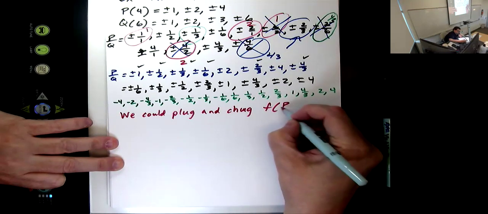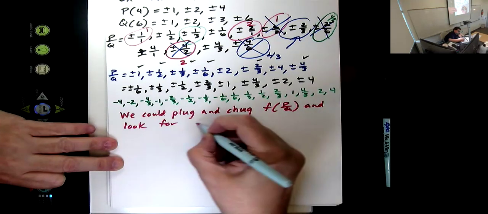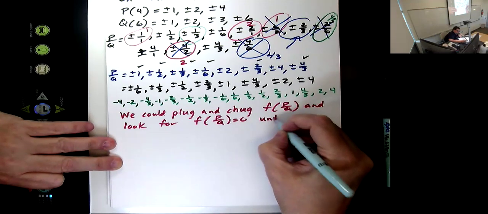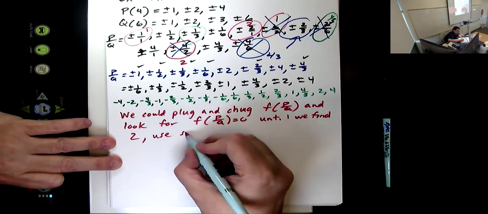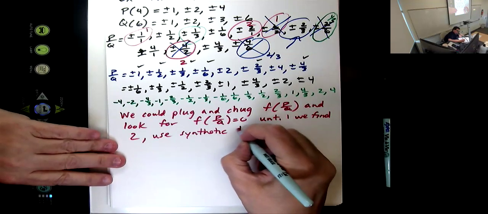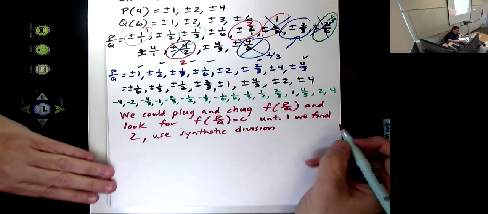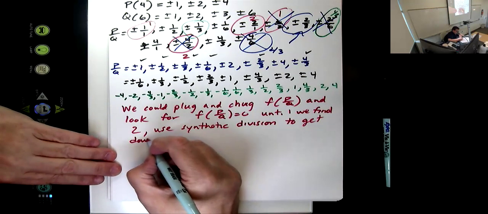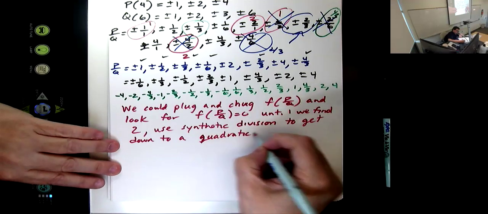F of P over Q, and look for f of p over q equals 0, until we find 2. Use synthetic division and get down to a quadratic. Or we could keep going, but I think once you get down to a quadratic, it's faster because the last ones may not be rational. To get down to a quadratic, and solve.